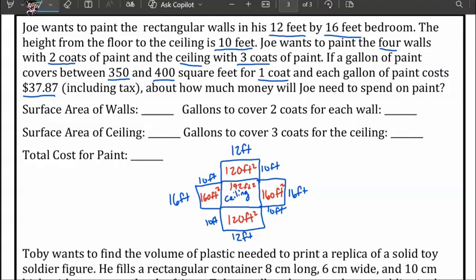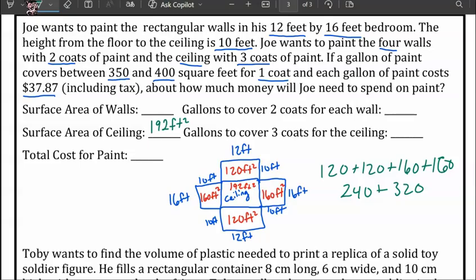All right, so the surface area of the ceiling is 192 square feet. The surface area of the walls, you'll add these 4 numbers together. 560 square feet.